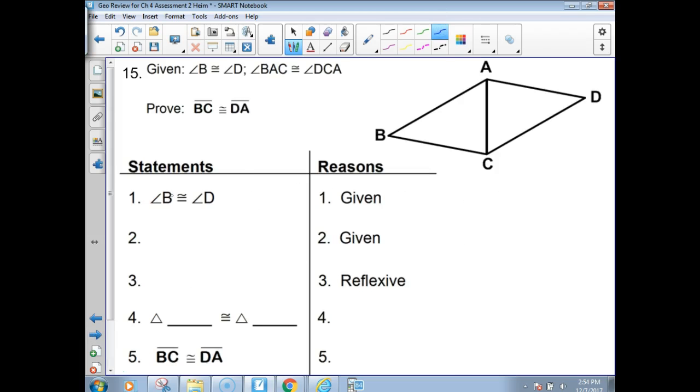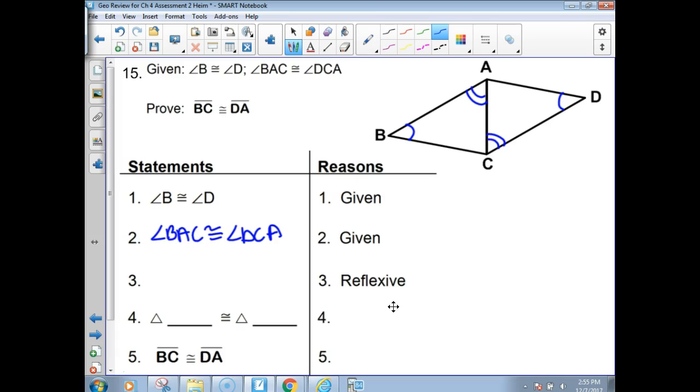Just to get you warmed up for the ones you have to do today. Angle B congruent to angle D, mark the diagram, and that was given. It says to put down the next given, so I copy in angle BAC is congruent to angle DCA, and then I go mark it on the diagram. BAC would be up here, double arc. DCA would be down here, double arc, since I already used a single arc on the other angles.